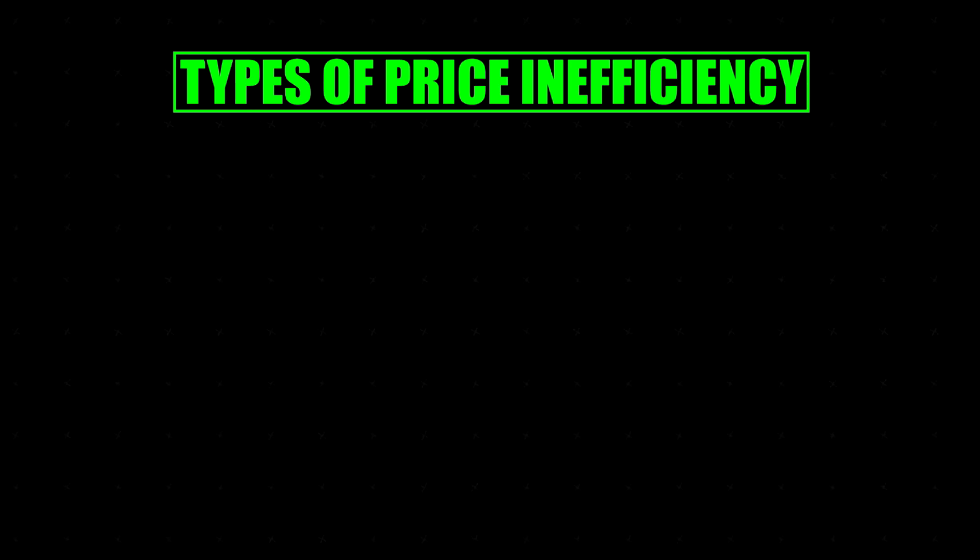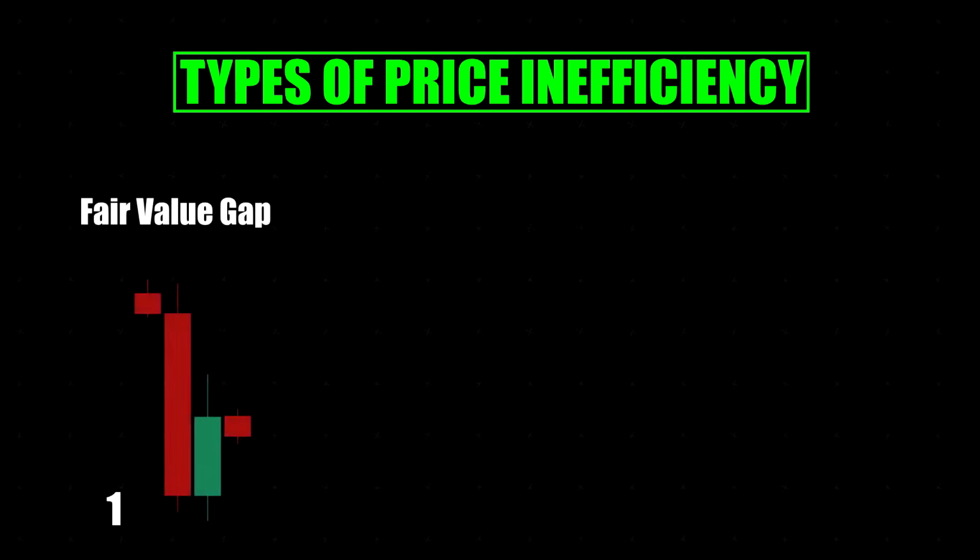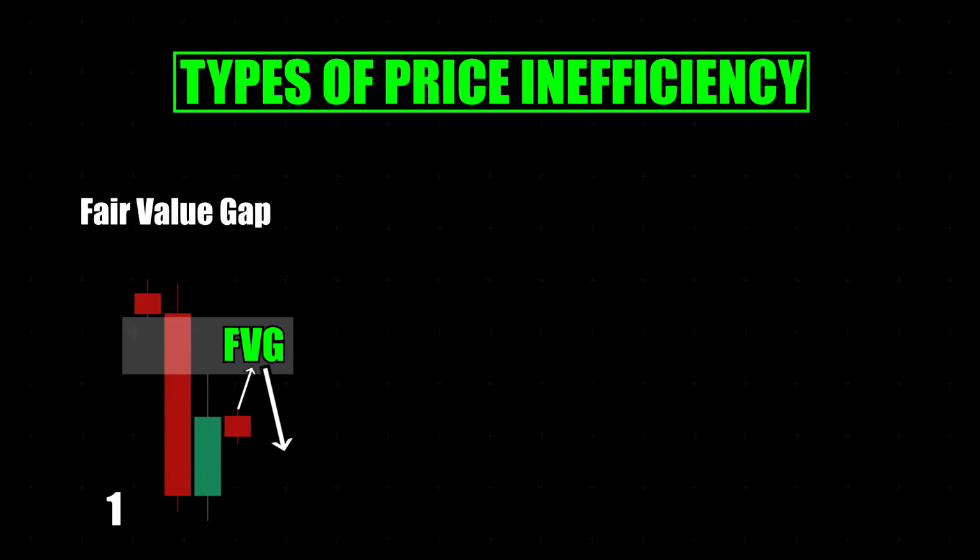There are 3 major forms of price inefficiency. The first one is fair value gaps. It usually forms across 3 candles, where the wicks of the candles on either side don't fully overlap the body of the middle candle. This creates a clear gap drawn from the body of that middle candle. Price often returns to fill this space, making it a critical area to watch.